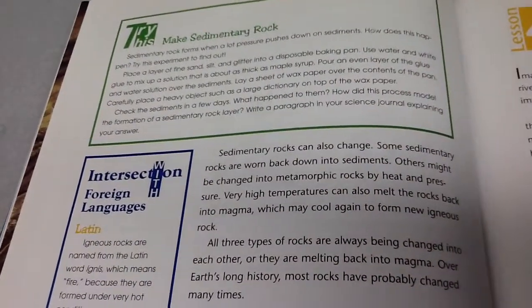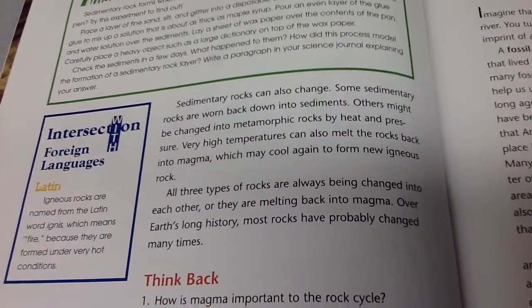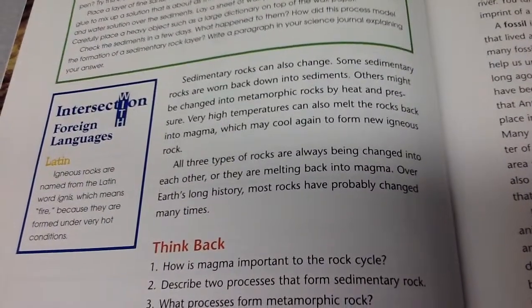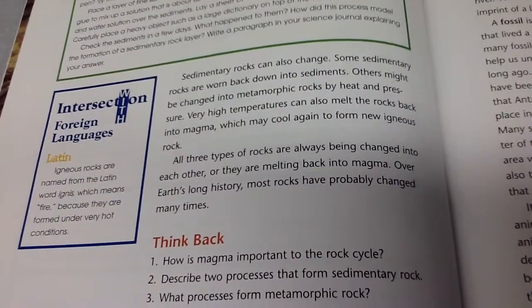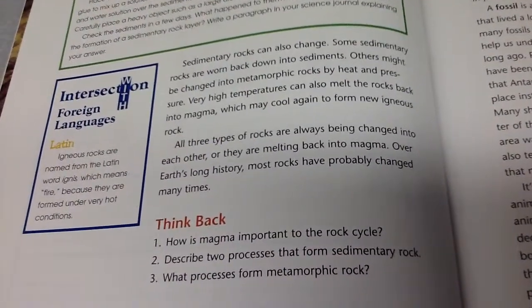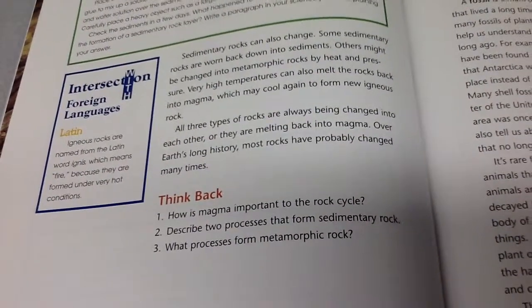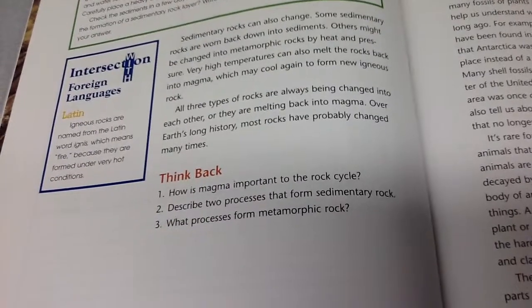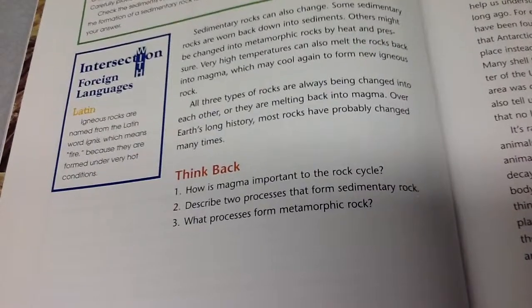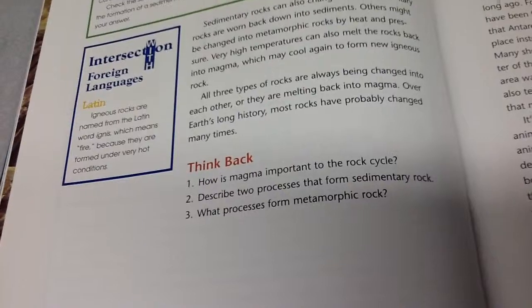Sedimentary rocks can also change. Some sedimentary rocks are worn back down into sediments. Others might be changed into metamorphic rocks by heat and pressure. Very high temperatures can also melt the rocks back into magma, which may cool again to form new igneous rock. All 3 types of rock are always being changed into each other, or they're melting back into magma. Over Earth's long history, most rocks have probably changed many times.